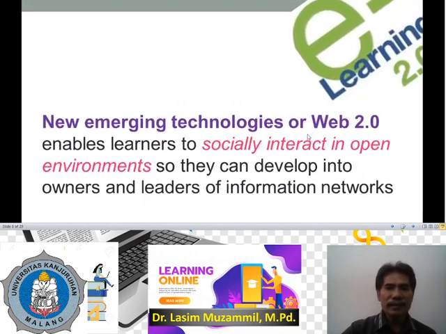Okay, what next? New emerging technologies or Web 2 enable learners to socially interact in open environments. So the interaction is just open here. So they can develop into owners and leaders of information networks. Not only become the users, but also students become the owners and leaders of information networks in teaching and learning. They communicate with their friends. They create something to deal with their teaching and learning in the classroom or outside the classroom.